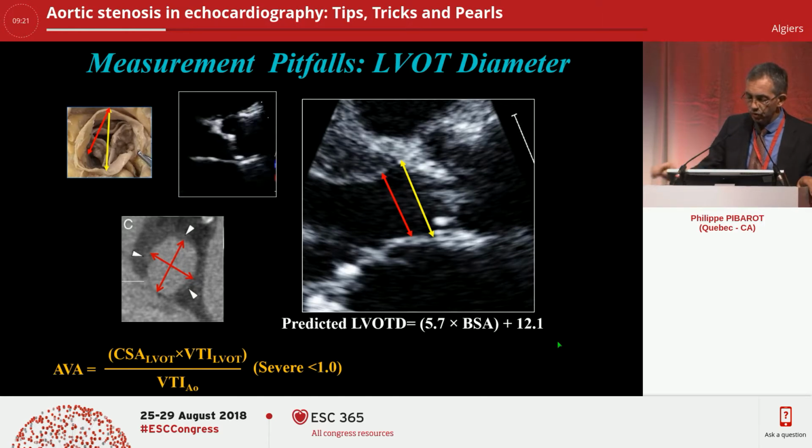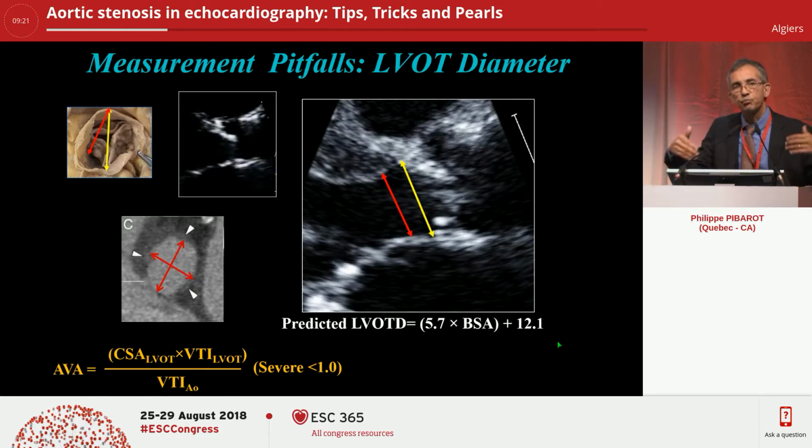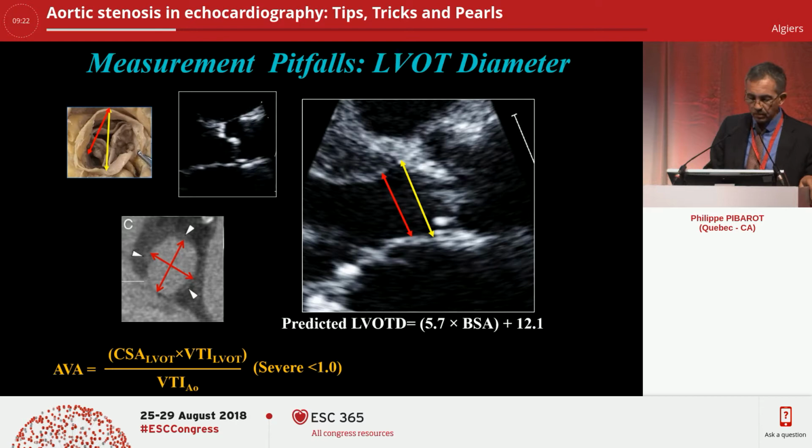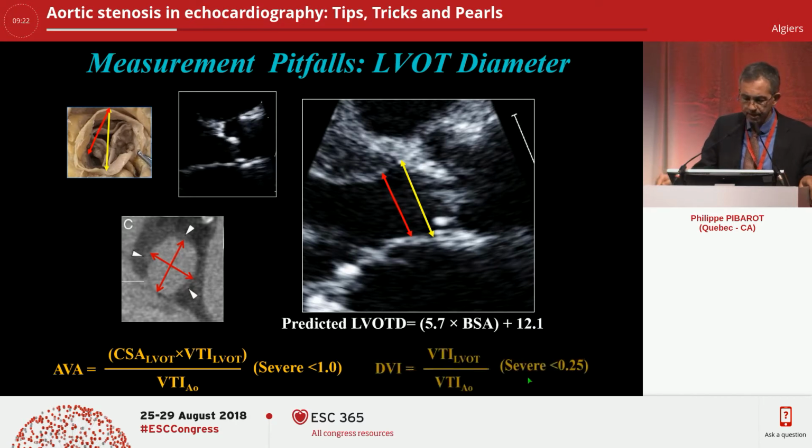One tip that you can use is this simple formula, which predicts the LVOT diameter according to the body surface area of the patient. Very simple formula. If you are 2 millimeters smaller or larger, then this is probably an indication that you underestimated or overestimated the LVOT diameter, and you can reassess the measurements. The other thing I like to use is the Doppler velocity index, the velocity ratio, which is a simplified version of the continuity equation, where you actually remove the cross-sectional area of the LVOT, which is the challenging measurement.